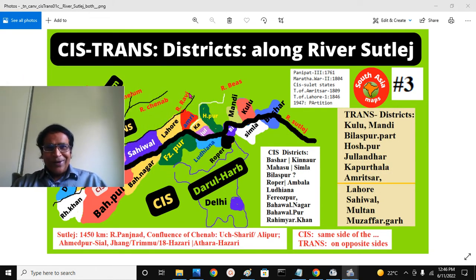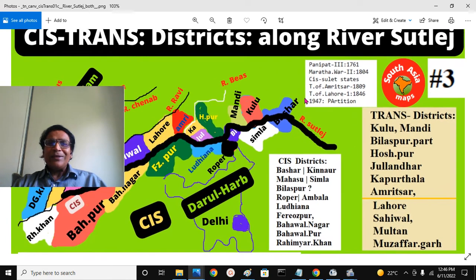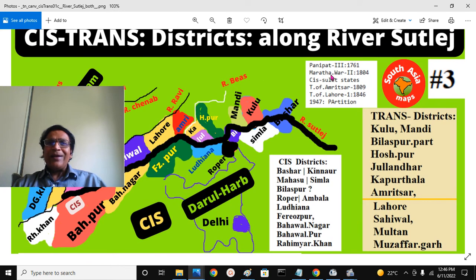The historical context is that the Battle of Panipat occurred in 1761, and the Durrani Afghans failed to control that land. The Marathas again recovered this area, the CIS area, but they lost it to the British in the Second Anglo-Maratha War, 1804. All the local rulers like the Phulkians, Nabha, Patiala, Jind, came under the protection of British suzerainty. That is called the CIS-Sutlej states. There is a typo here.